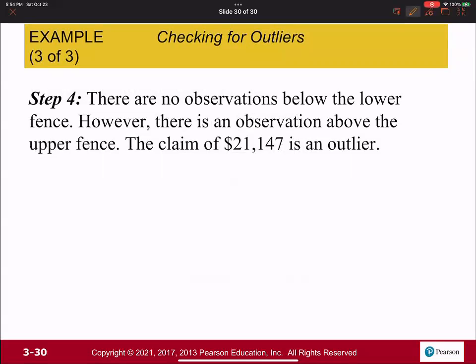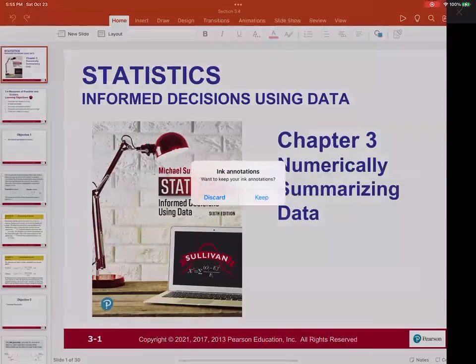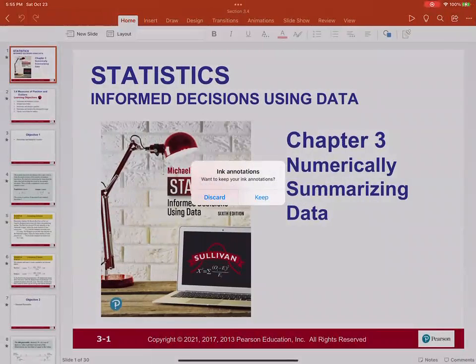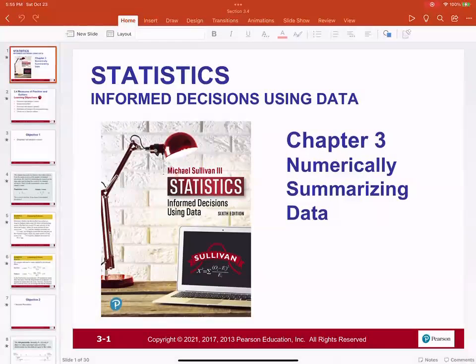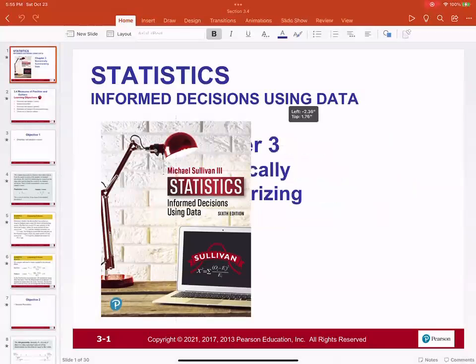And we have step 4. There are no observations below the lower fence, so the lower fence was not the problem. The upper fence, we did have a problem. There was one observation above the upper fence, and that was the 21,147. That ended up being our outlier. And that's it for our data set. I'm sorry, that's it for section 5.4.